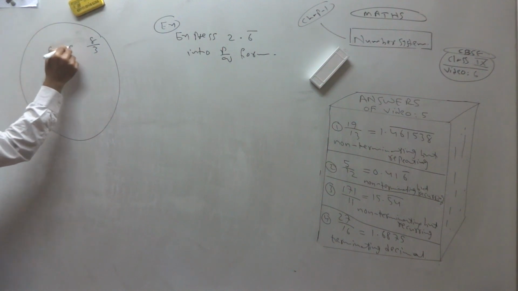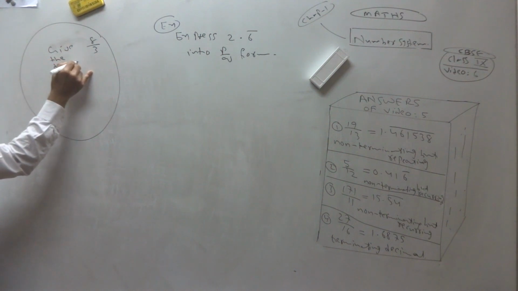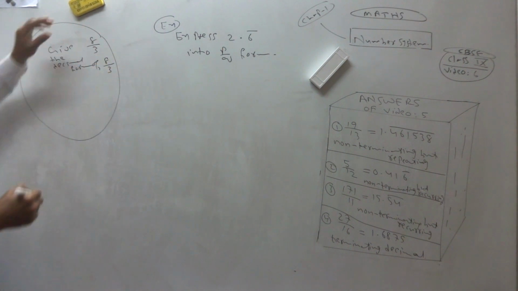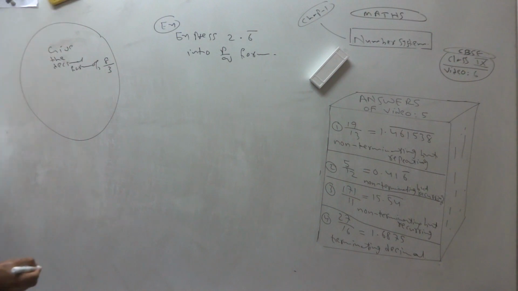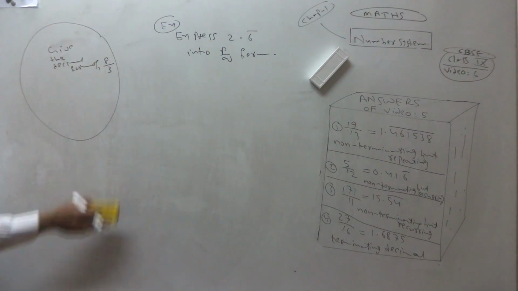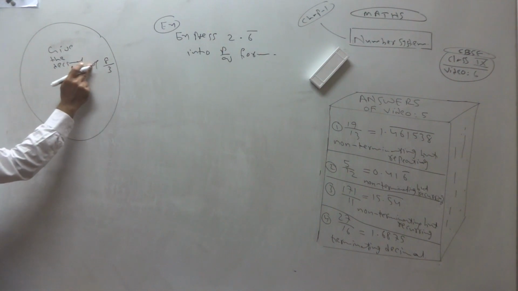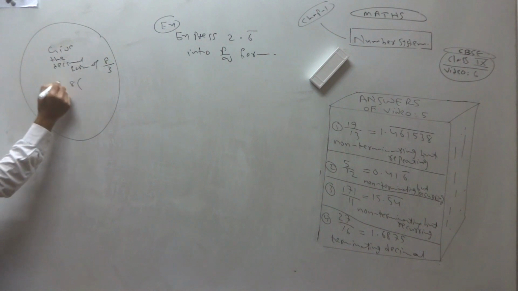give the decimal form of 8 by 3 means what you do? How you find the decimal form of 8 by 3? So in this case what we do, please? The decimal form of 8 by 3. So 8 we divide by 3.